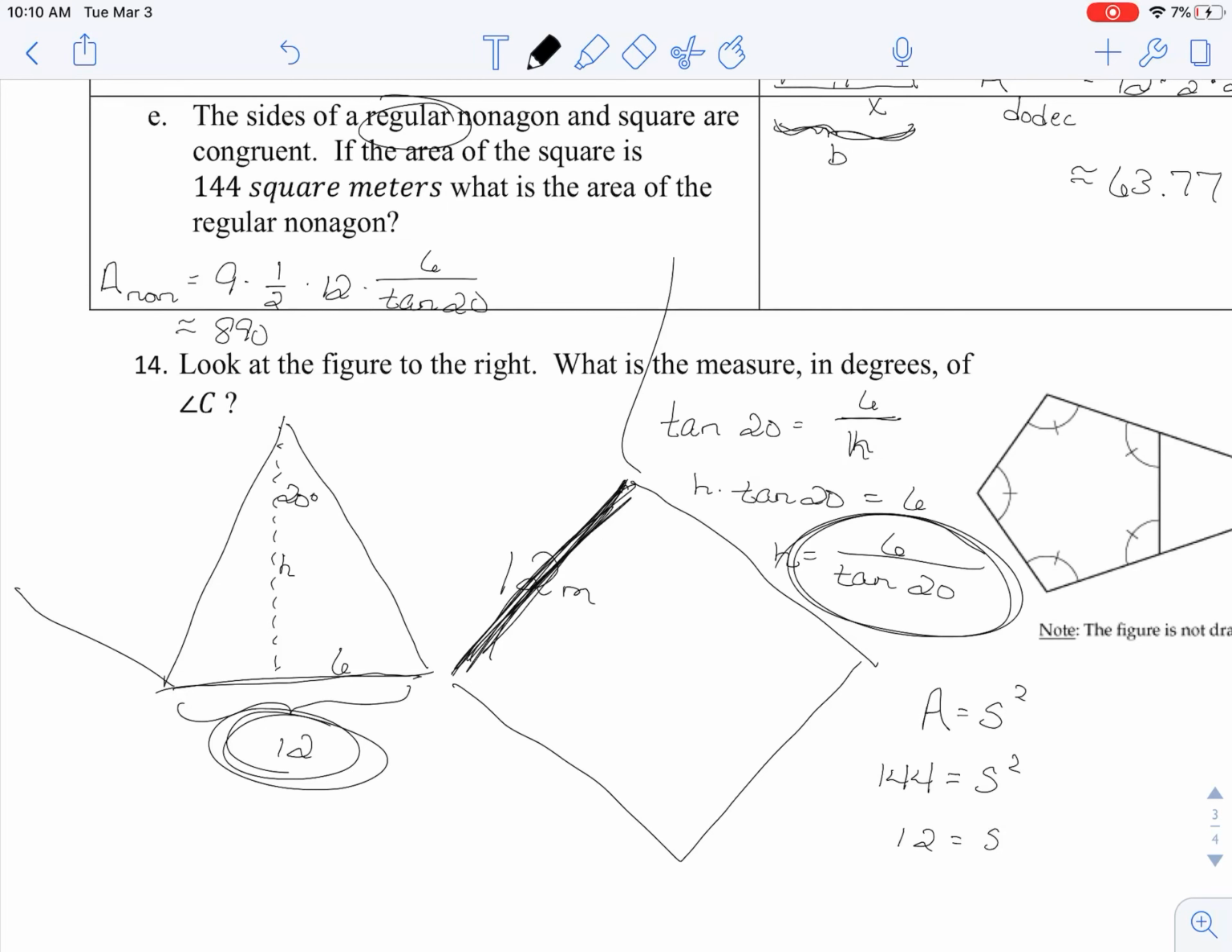Doesn't give rounding directions. That's weird. I'm going to give rounding directions. If it was multiple choice, you'd say, hey, look, this is how I'd find the answer. If I said round to the nearest 10th, we'd say 890.2 square meters.